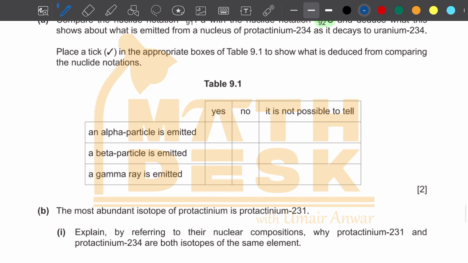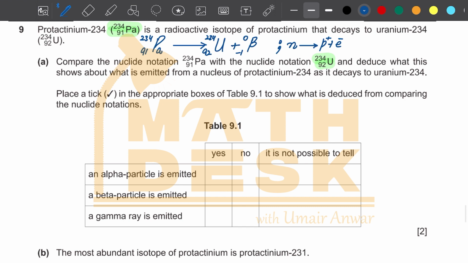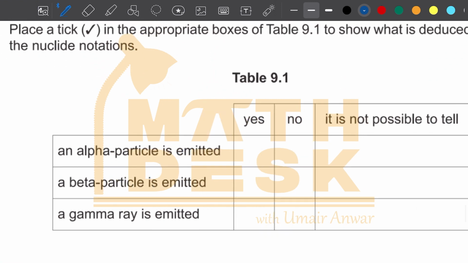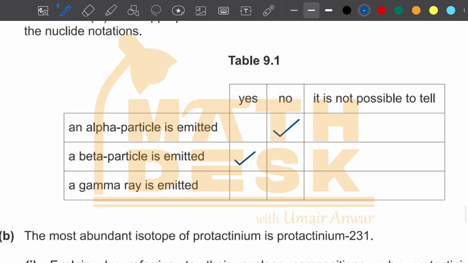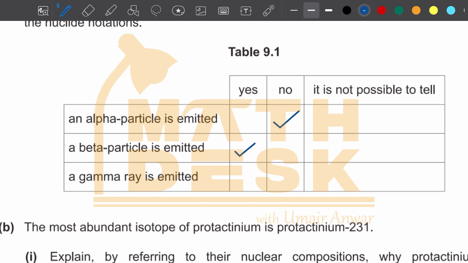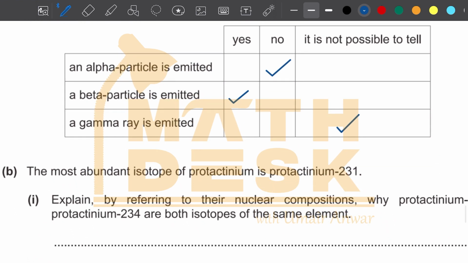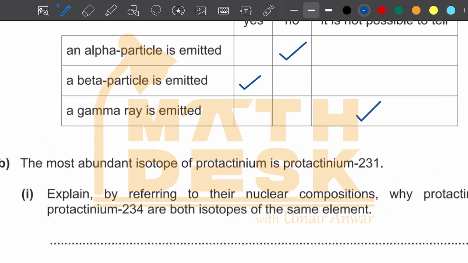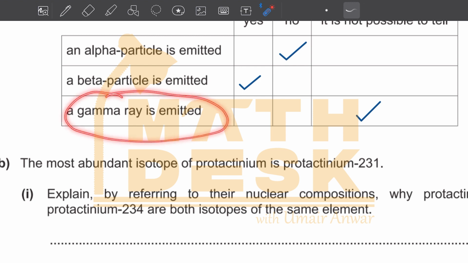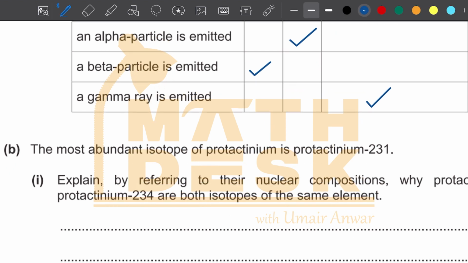Place a tick in the appropriate boxes of table 9.1 to show what is deduced from comparing the nuclide notation. So as far as an alpha particle is emitted, we would tick in the column of no. A beta particle is emitted, yes, it is emitted. About a gamma ray emission, it is not possible to tell at the moment. We would need more information, or we will have to investigate whether the gamma is being emitted or not. In a gamma emission, we know that the nuclear composition does not change. So whether a gamma ray is also being emitted is not clear from the given information at the moment.